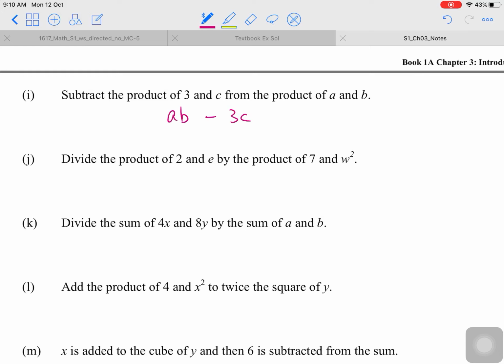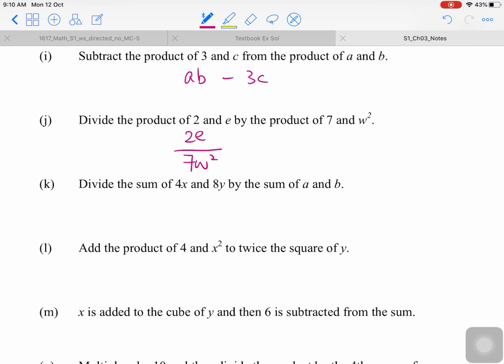Okay, then look at part J. Divide the product of 2 and e, that means 2e, by the product of 7 and w square. So that is the answer.